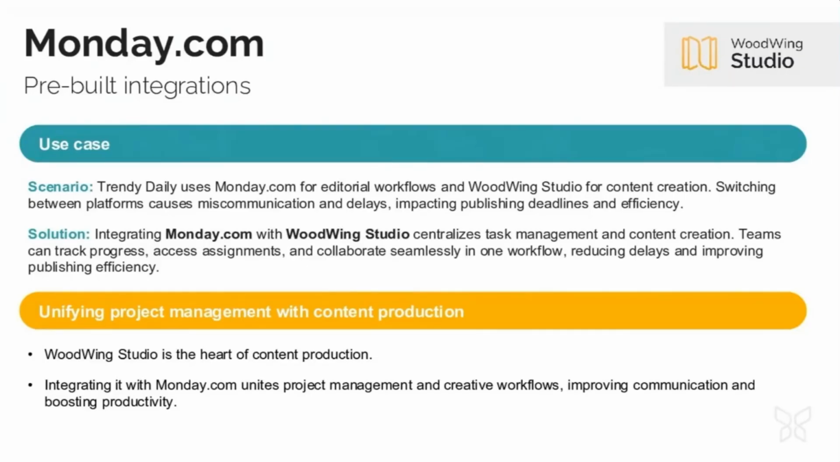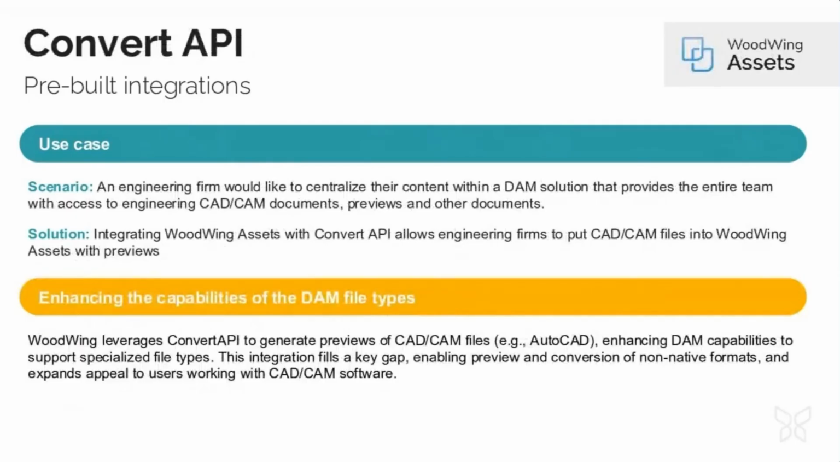The next item is, of course, a tool that is really meant to meet a feature gap for some customers where we have some engineering firms that have CAD/CAM files, and CAD/CAM files, like the preview and thumbnail generation tools in Assets, is ImageMagick, and ImageMagick doesn't handle CAD/CAM, so we needed a third-party tool to be able to do that.